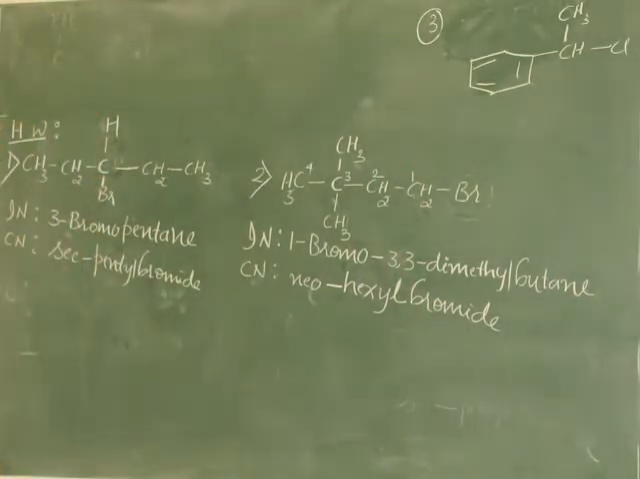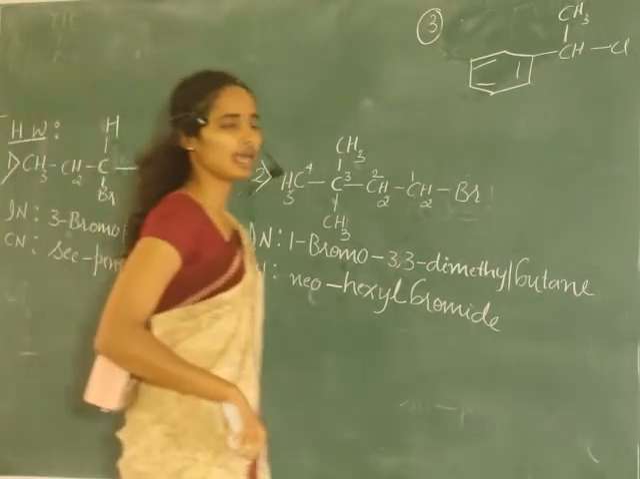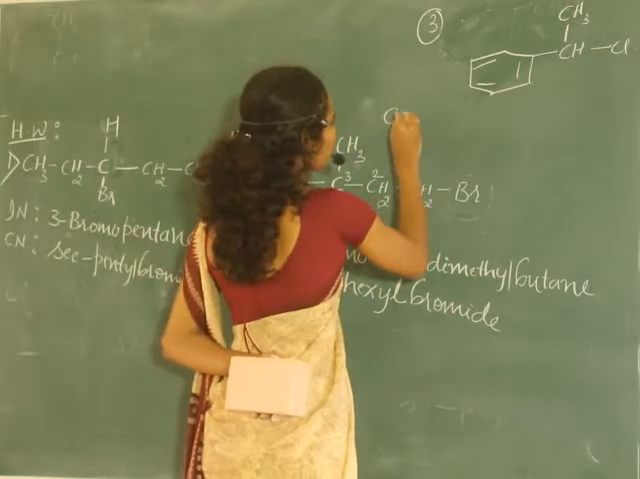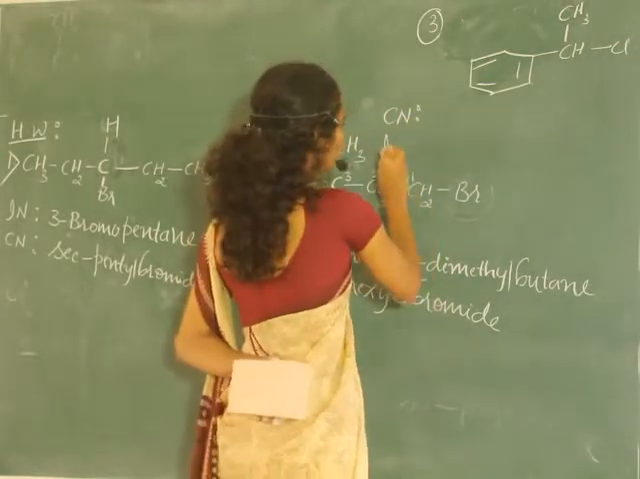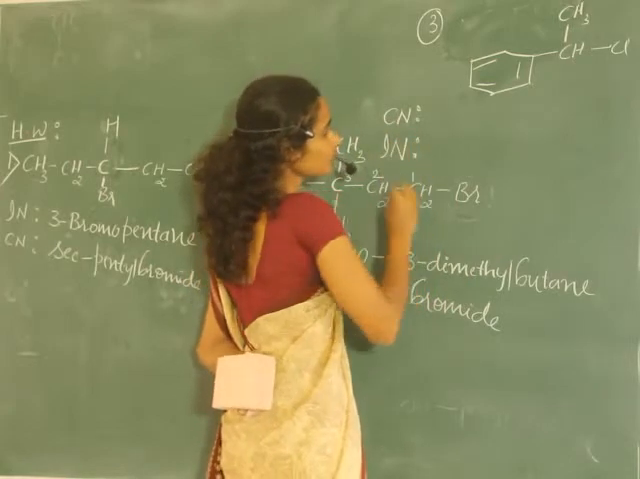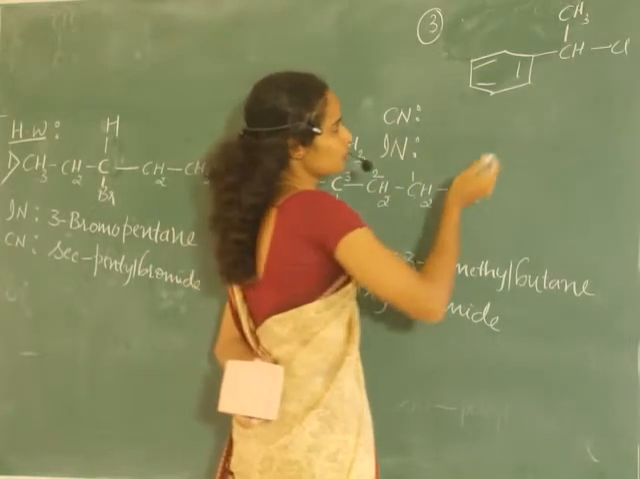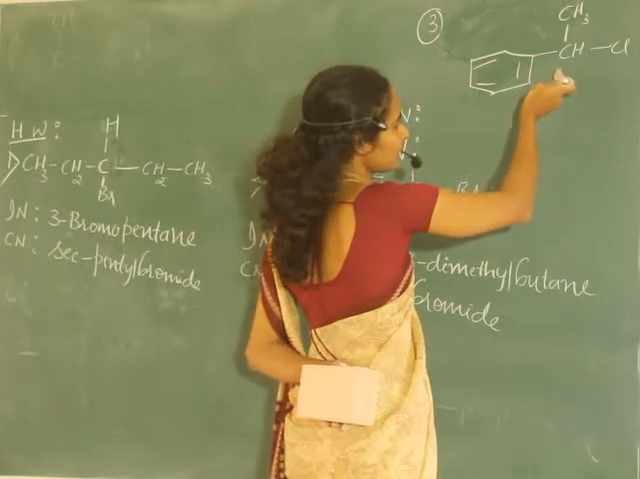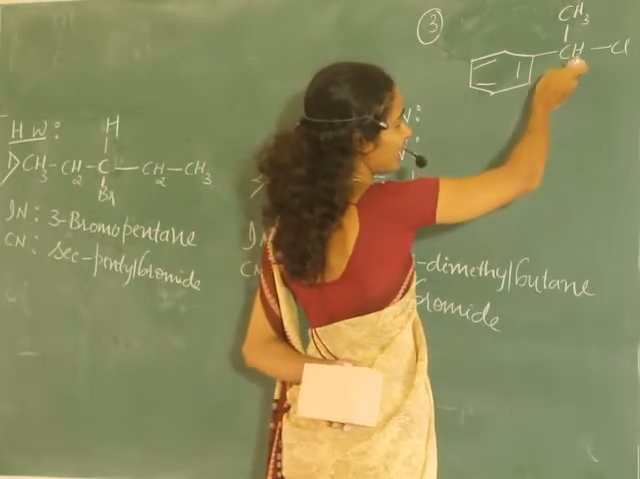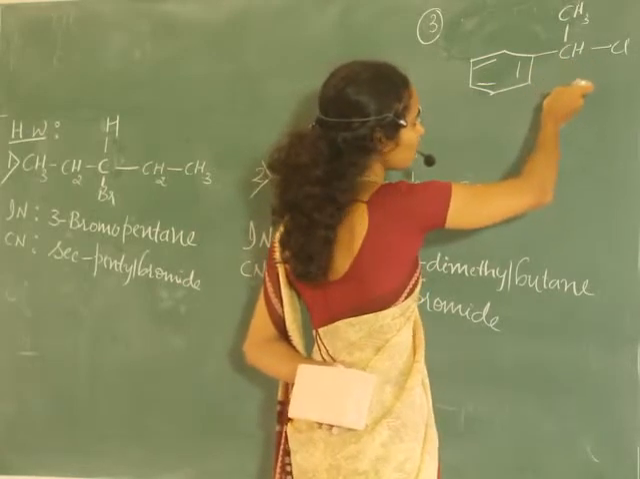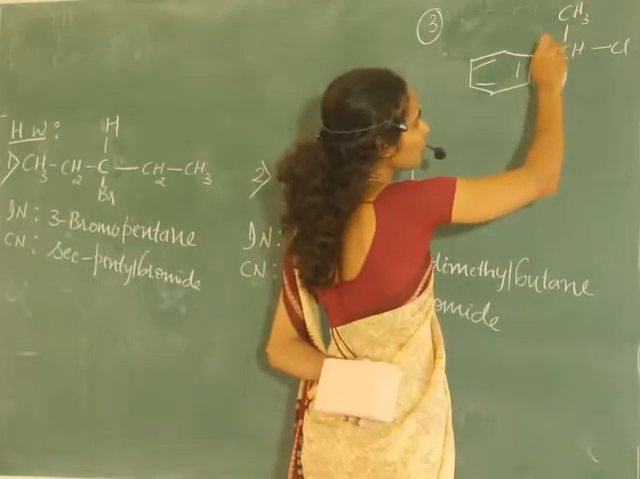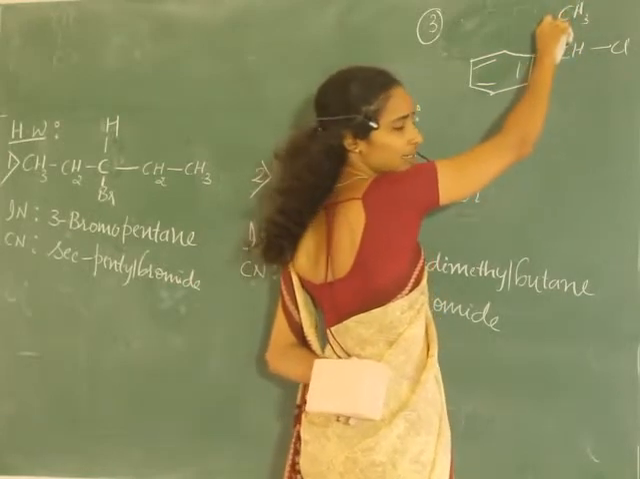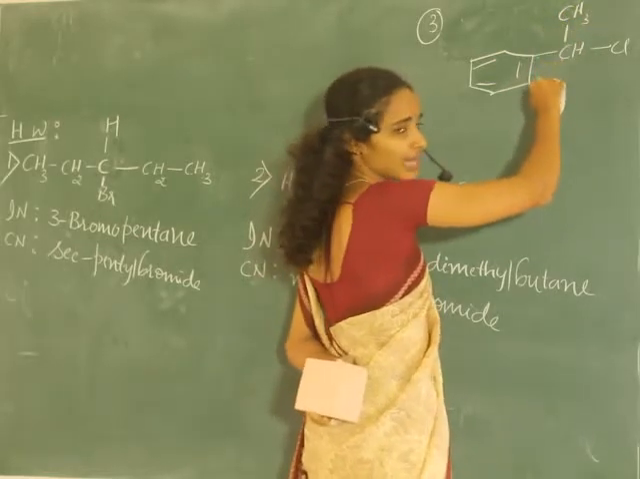Now, the third problem is a benzyl halide. Let us see the common name, and then the IUPAC name. If the earlier one was a primary compound, now it is a secondary compound. Why is it a secondary compound? This carbon is directly attached to 2 more carbon atoms. Hence, it is a secondary benzylic halide.